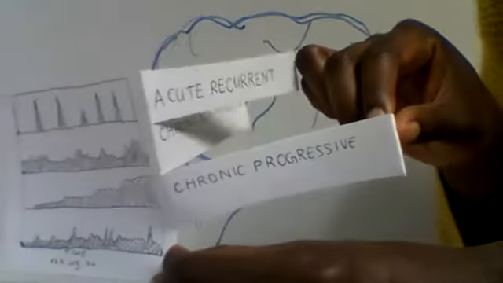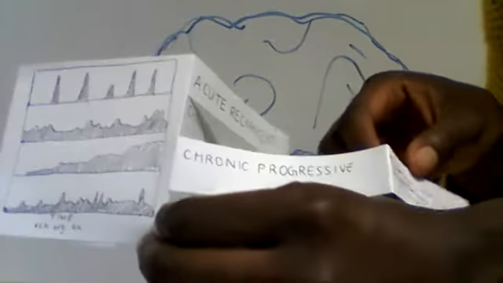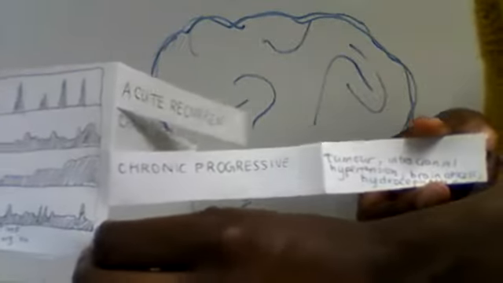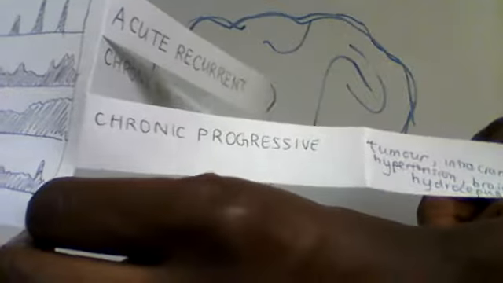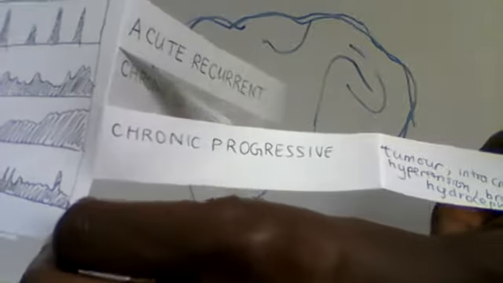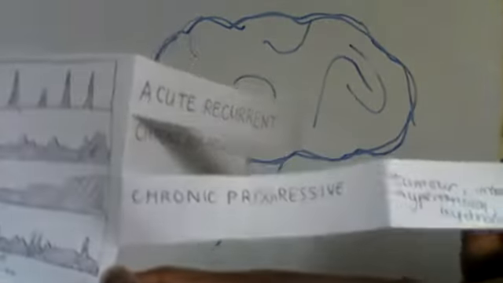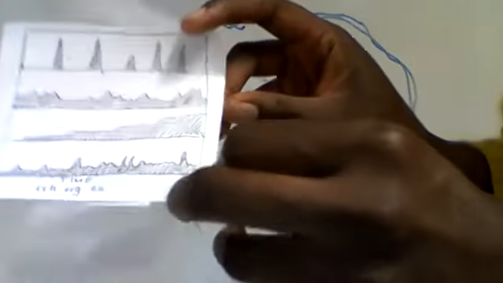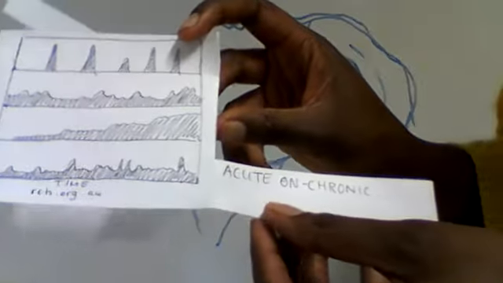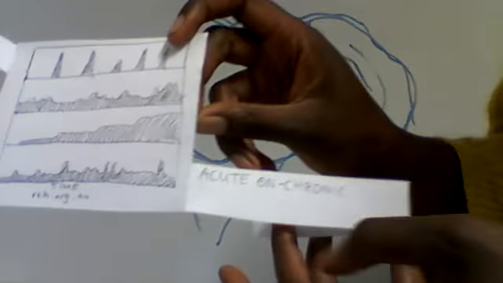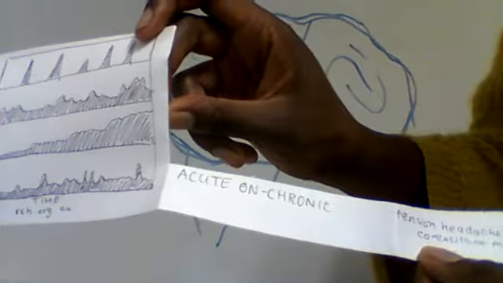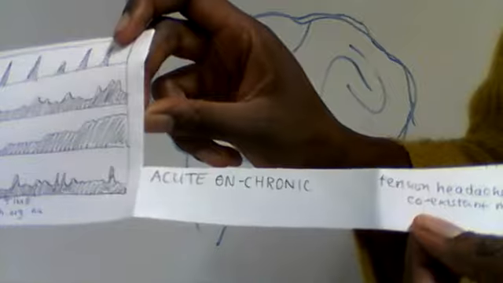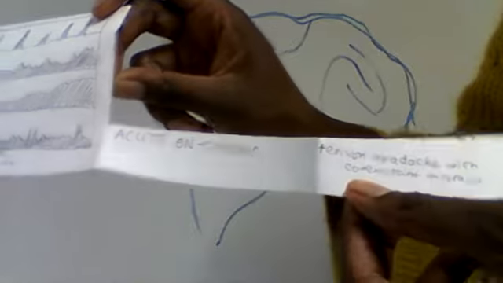You can have chronic progressive headaches, and chronic progressive headaches suggest an underlying pathology, such as a tumor, intracranial hypertension, brain abscess, or hydrocephalus. So you definitely want to investigate those ones. And you can have acute on chronic headaches. So that's usually suggesting that it's a tension type headache with a coexisting migraine as well. So there's more than one thing happening there.